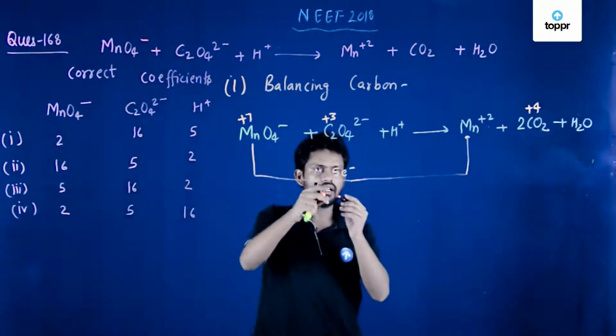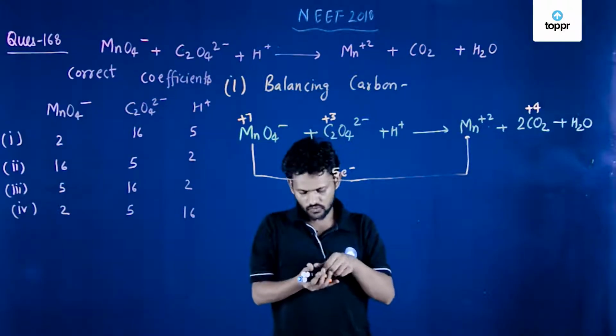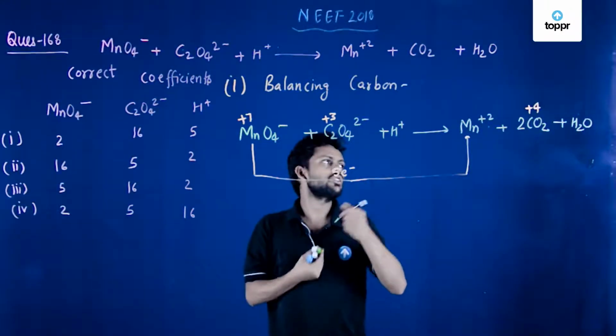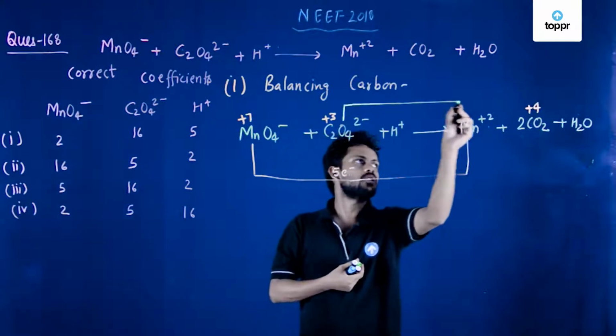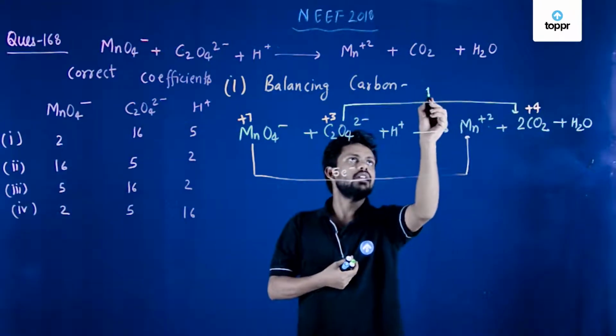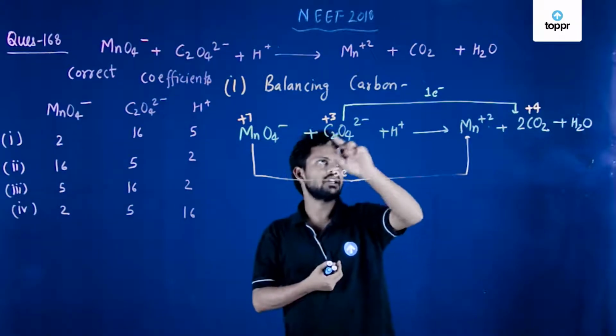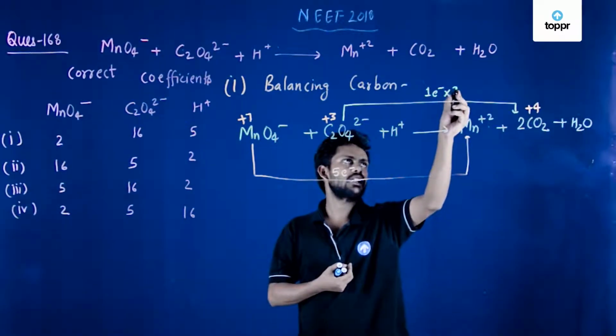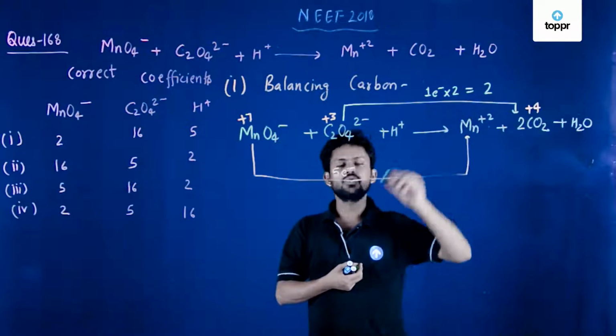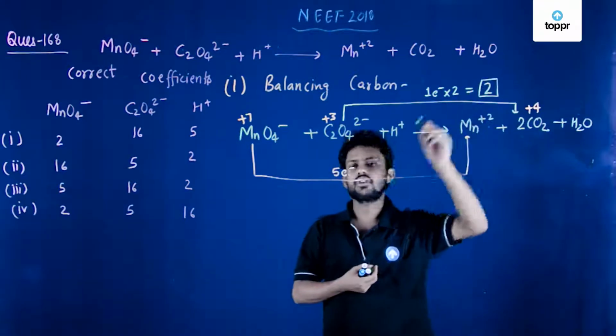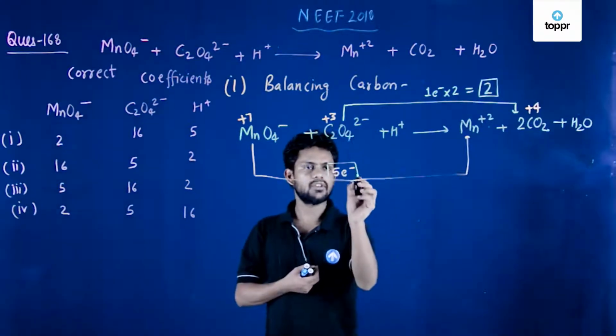If you look at the other species, C2O4 2 minus, each carbon is losing 1 electron, going from plus 3 to plus 4. Since 2 carbons are involved, it is 1 electron into 2. So the total effective loss of electrons is 2 here, and the total effective gain of electrons is 5 there.